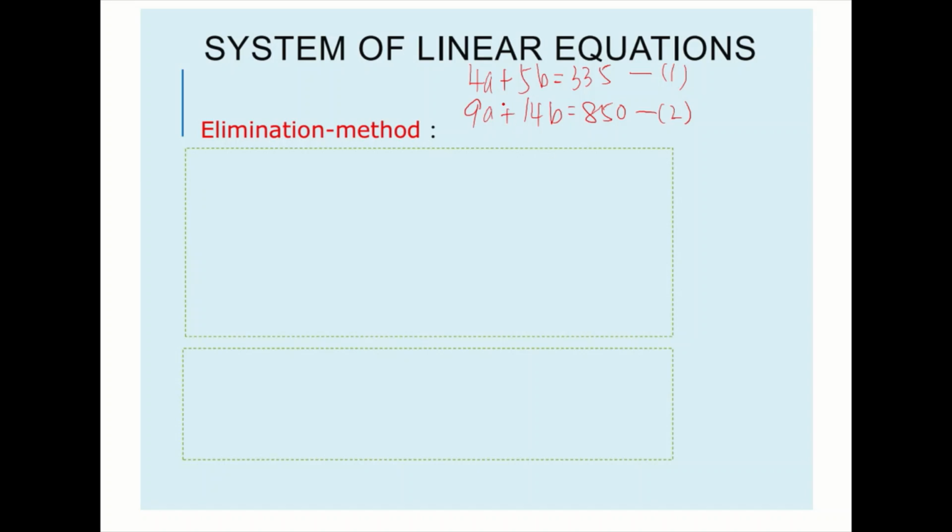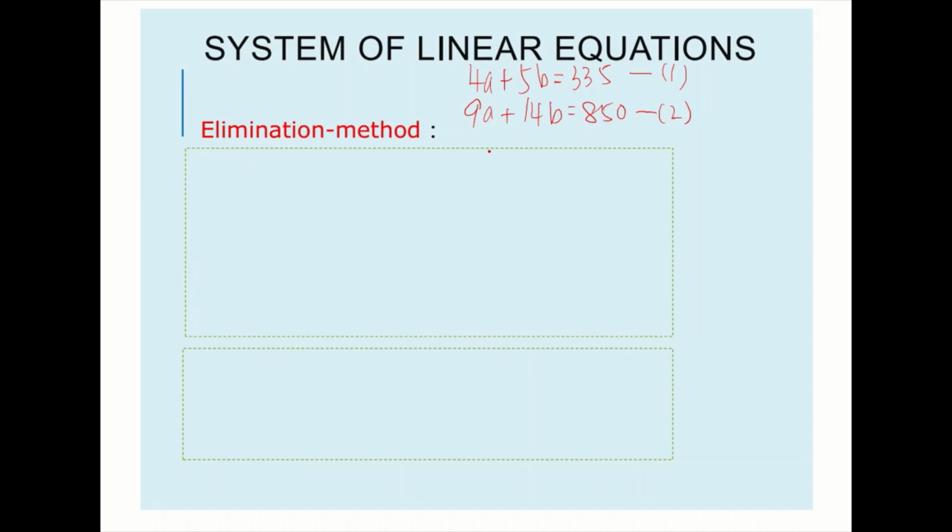So you have to choose. Now you can choose to eliminate A, or you can choose to eliminate B. The word eliminate means that we are going to make one of these two unknowns disappear. Let's say I choose to make A disappear. I want to eliminate A. So this is what we are going to do.